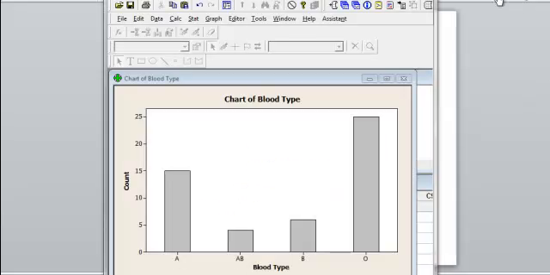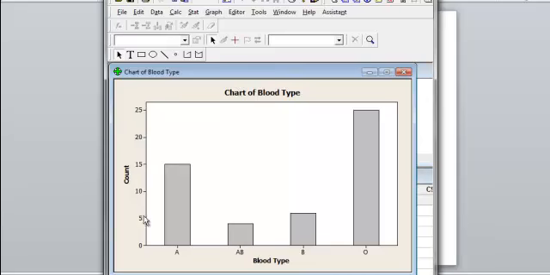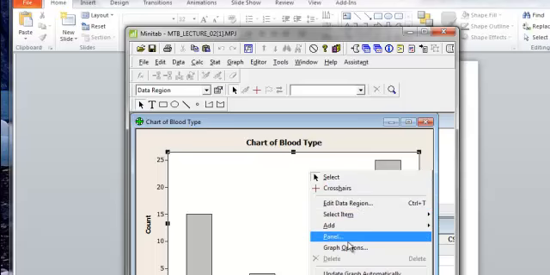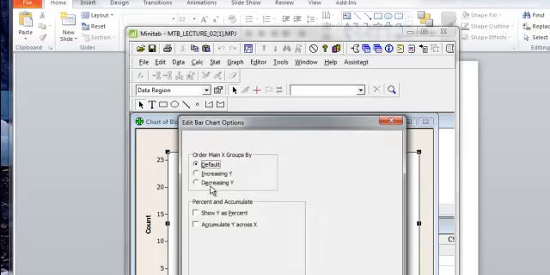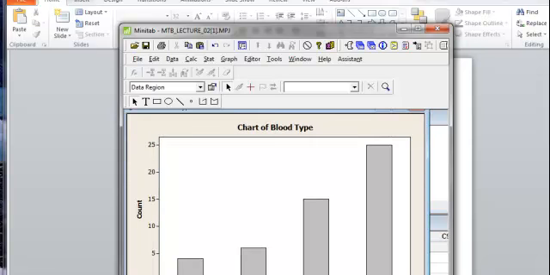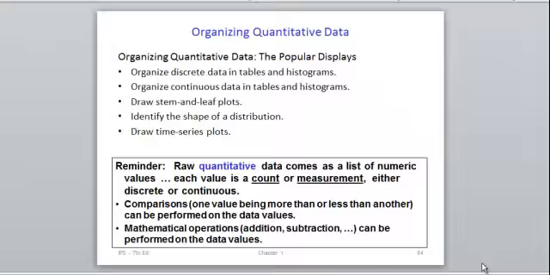So what I did here is I pulled up real quickly our blood type example, and I got our bar graph, and I just want to show you how you can make that a Pareto. What you do, right click on your graph and you go to graph options, and in the graph options you want to put it in increasing or decreasing Y, and you can make a Pareto chart that way. And that's one way to do that, just quickly to show you that. So now we're going to go into organizing quantitative data.